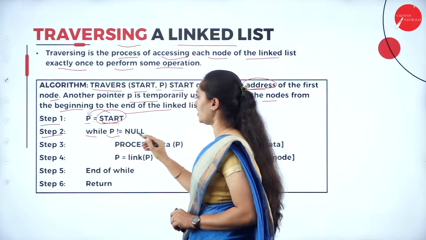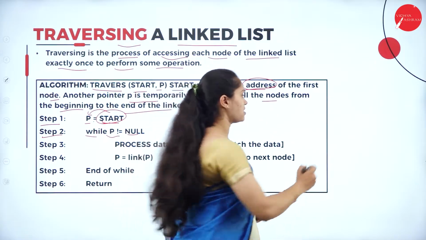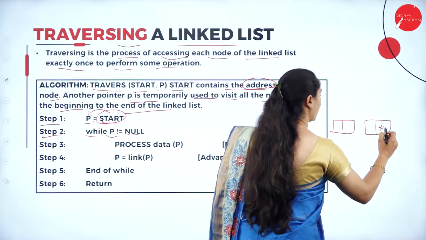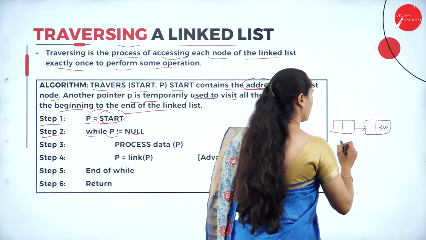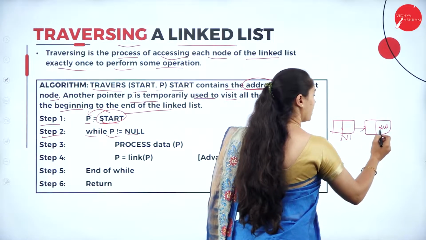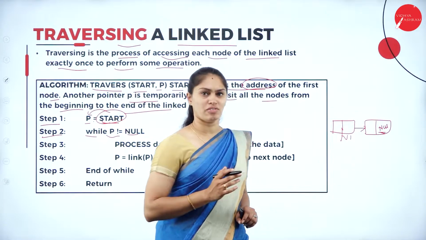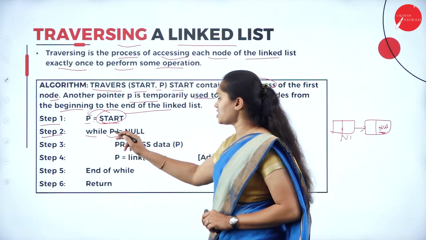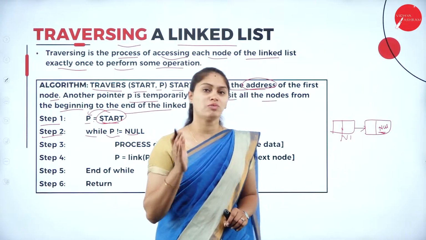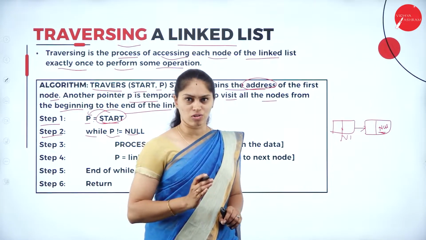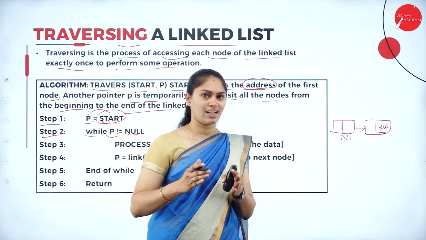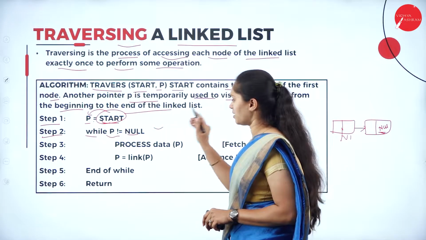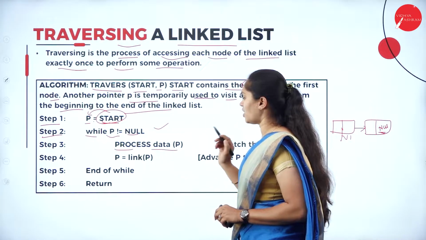While P not equal to null. I already discussed this, right? If the link of any node in a linked list becomes null, then I can say that is the last element, or the last node, of the linked list. If P is not equal to null, that means what? We are not at the end of the linked list. We have some more nodes in our linked list. If this condition becomes true, then process data of P.